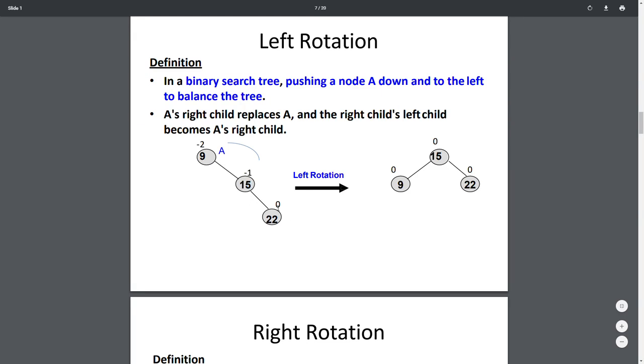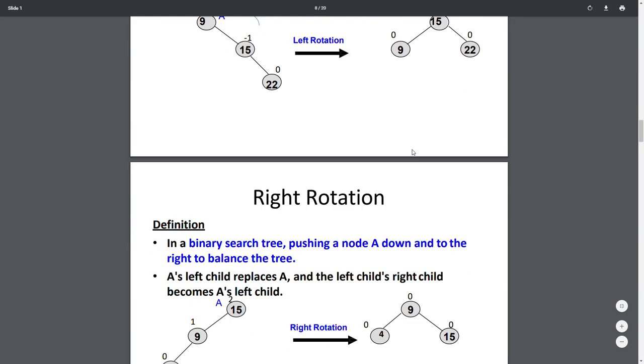Now this is a single rotation, so it's applied on the child node of the critical node. The critical node is 9, its child node is 15. So 15 is rotated to the left side, so 9 will be replaced by 15. So 15 will be the root node, and 9 will be rotated left, so it's left of 15 and 22 is right of 15. Now the balance factor of 15 is 0, this node is also 0 and this node is also 0. Now this is an AVL tree or balanced tree.